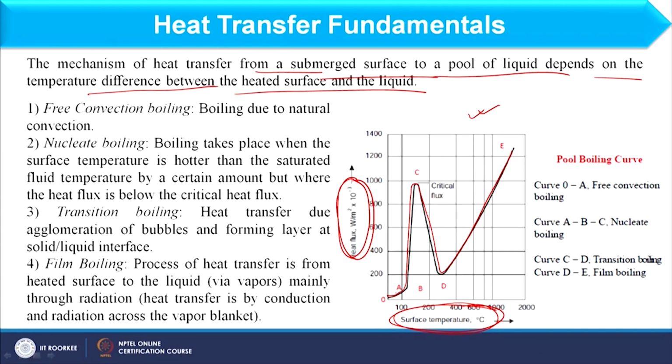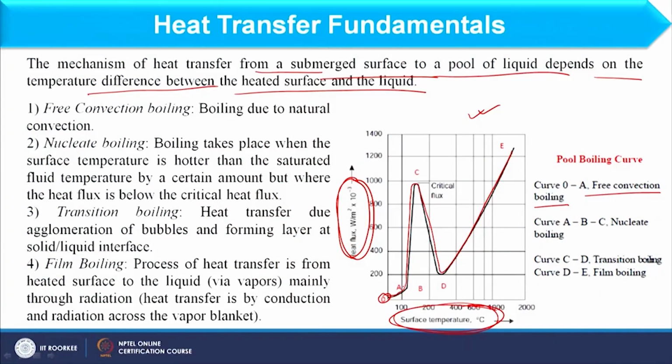So, if you see here, I am having different regimes. If I consider 0 to A, it is basically free convection boiling. The heat is transferred to the liquid, and liquid droplets take the heat and recirculate in the pool. In this way free convection boiling is taking place, and further if we move beyond A, so A to B, and then to C, we consider that as nucleate boiling, because then bubbles will start forming.